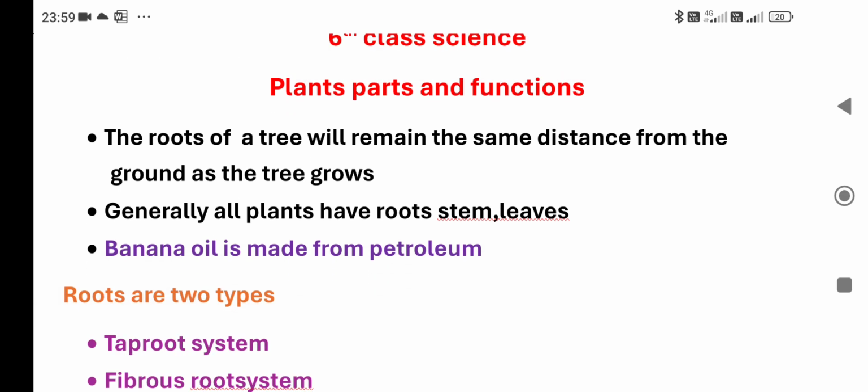Here, banana oil is made from petroleum. Banana oil is a colorless liquid acetate which is prepared from petroleum, not prepared from banana. Clear, beta? Banana oil is a type of colorless liquid acetate that has a fruit odor, nothing but it gives a fruit-like smell. That's why it is called banana oil. This banana oil is a colorless liquid acetate which is prepared from petroleum.